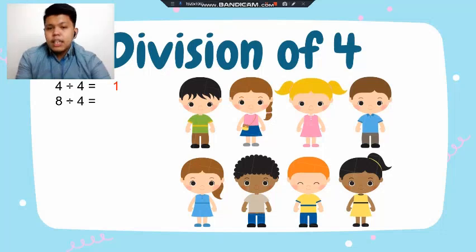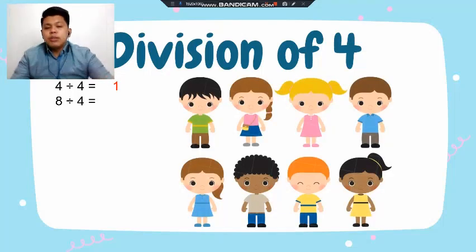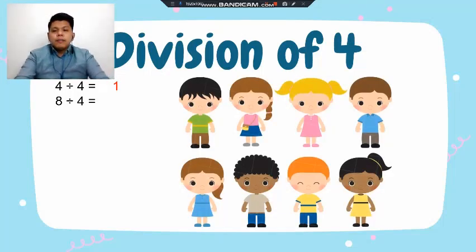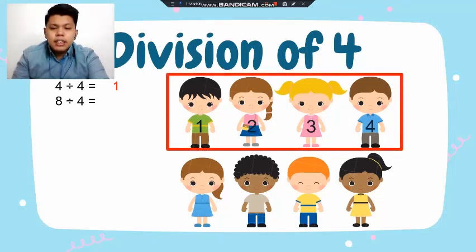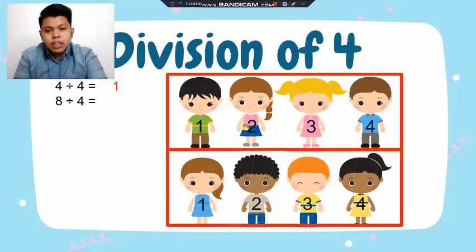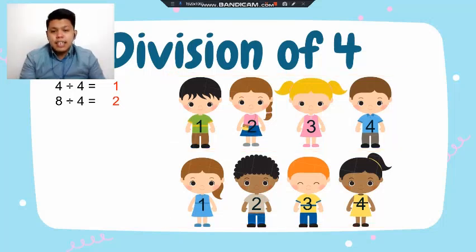Let's check. Now you can count 4 children. So we have children here. Now you can count 4 children. 1, 2, 3, 4. Okay, put that in a box and continue counting. 1, 2, 3, 4. Then put that in a box. How many groups did we make? We have 2.